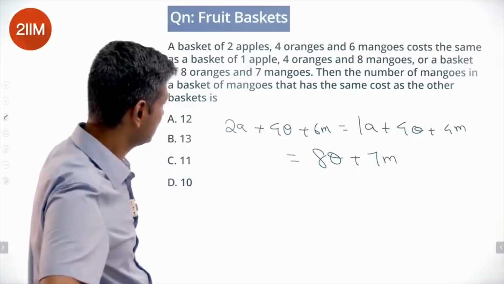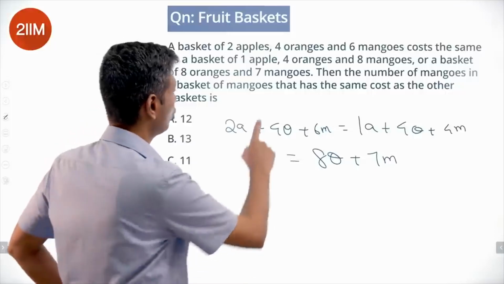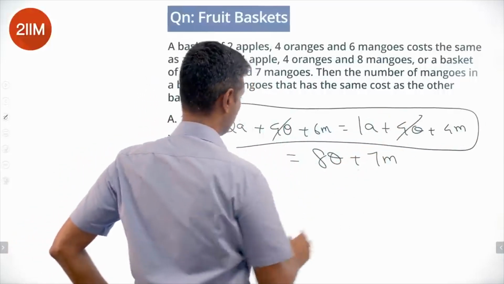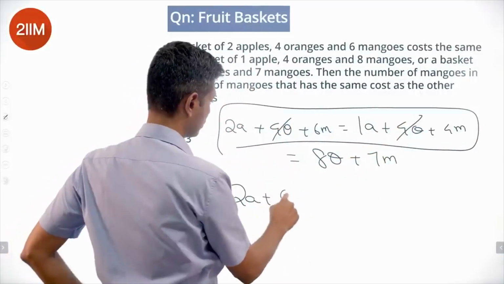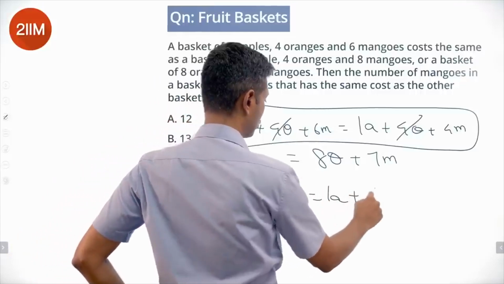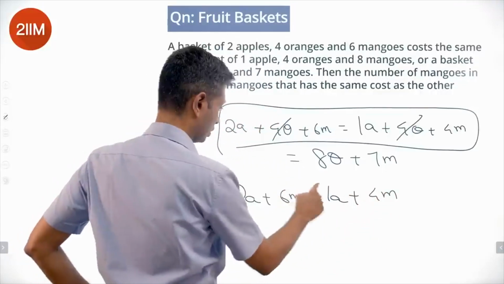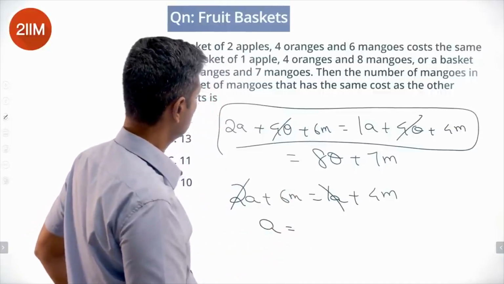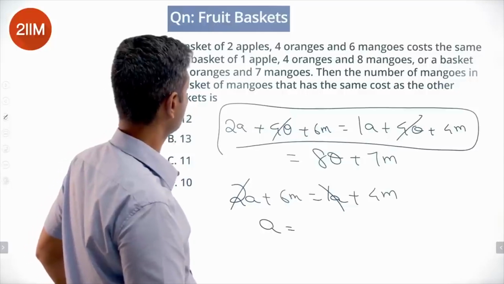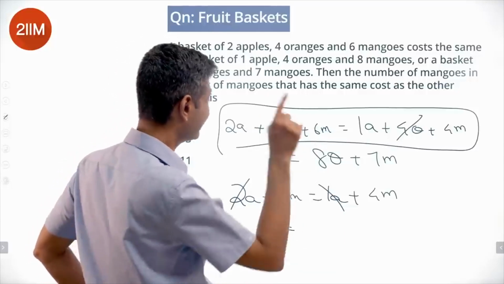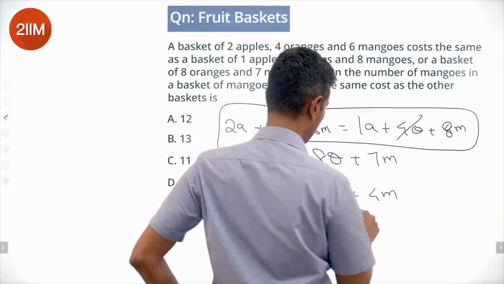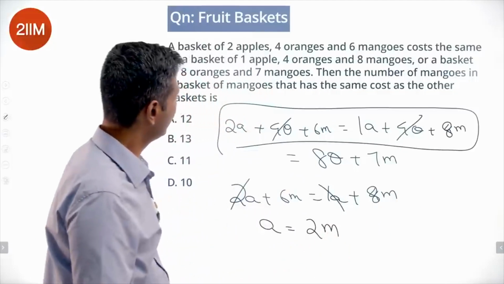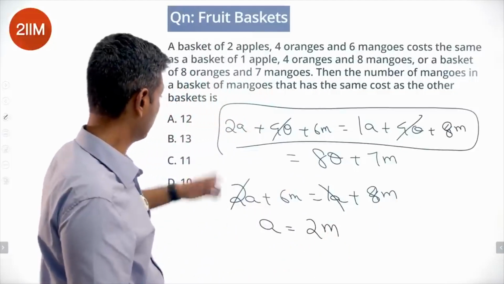Let me see. Both have 4 oranges, so I'm going to use these two. Cancel the 4 oranges part and then say 2 apples plus 6 mangoes equals 1 apple plus 8 mangoes, or an apple equals, let me just do 2 apples plus 4 oranges plus 6 mangoes, 1 apple plus 4 oranges plus 8 mangoes. Luckily now this is 8, I made that mistake, it should be 8. An apple equals 2 mangoes.